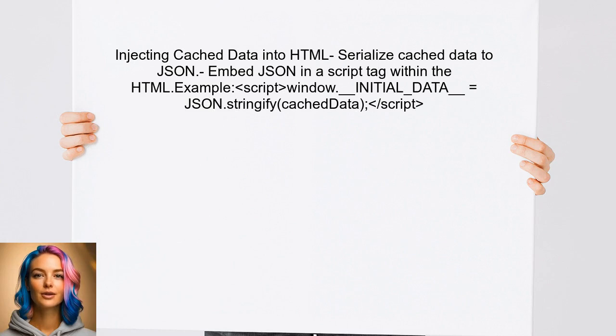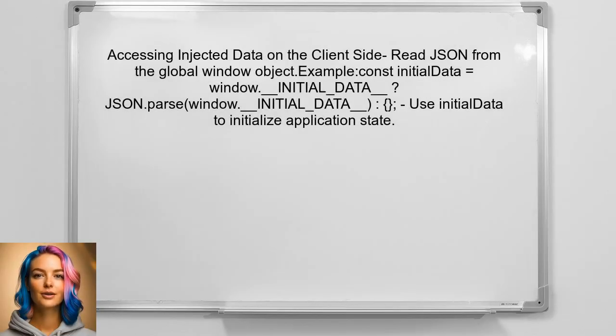Now, the user needs to inject the cache data into the pre-rendered HTML. This can be done by serializing the data into a JSON object and embedding it within a script tag in the HTML. Finally, the user should access this injected data on the client side. This can be done by reading the JSON object from the global window object and using it to initialize the application state.